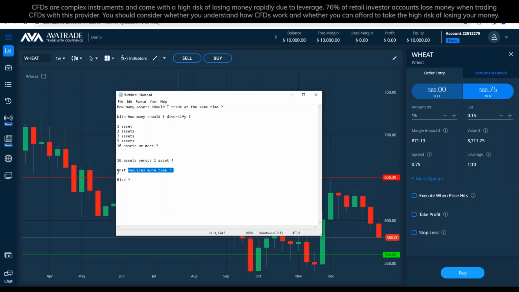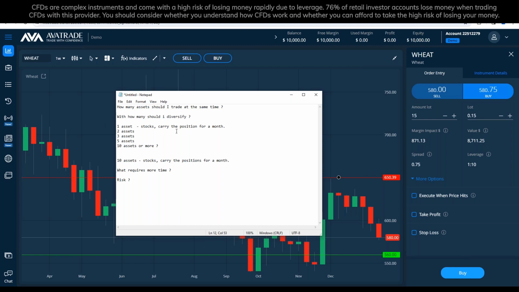So one of the things is what requires more time. Let's suppose I have a position with one of the stocks, and I carry the position for a month. And I have this 10 assets. Let's suppose I go with 10 assets, again stocks, and carry the positions for a month.